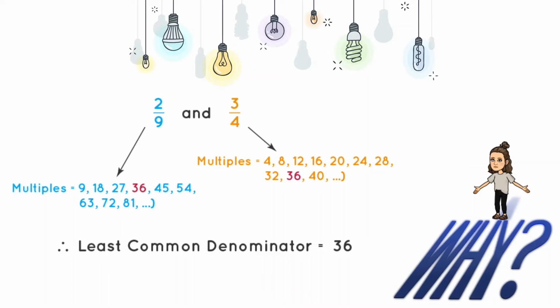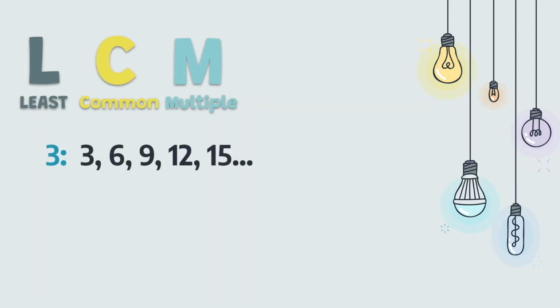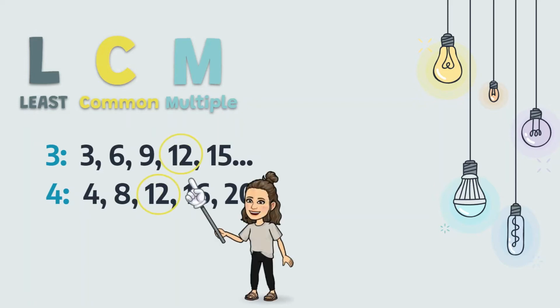Let's talk about LCM, which stands for least common multiple. The LCM can be found by listing a few multiples of each number. Remember, it can go on forever, so save yourself some time and just list a few. And then identifying the lowest number the two lists have in common.